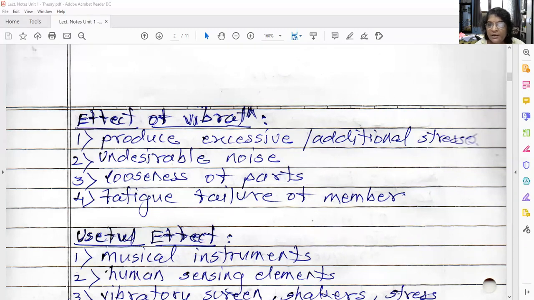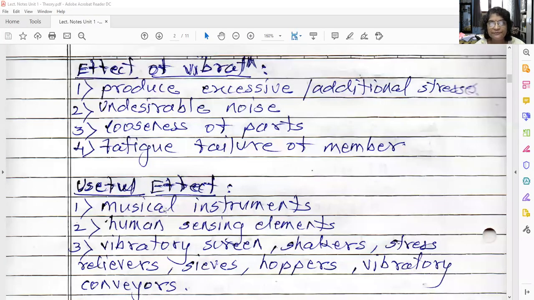Whenever we give our automobile, two-wheeler or four-wheeler to the garage for servicing, they always tighten the parts, because whenever we drive the vehicle, the nuts, bolts and other parts get loosened due to vibrations. The fourth effect is fatigue failure of the member. Vibration causes cyclic stresses on the member, so it is very important that we avoid this vibration to avoid fatigue failure of the member.